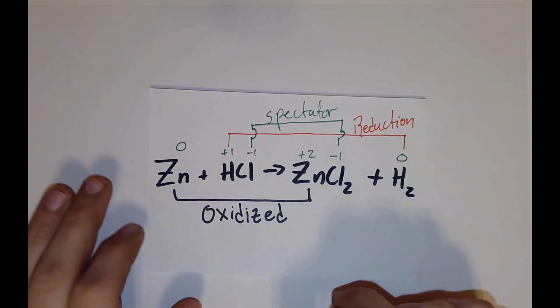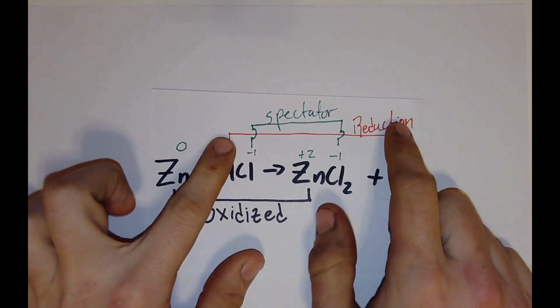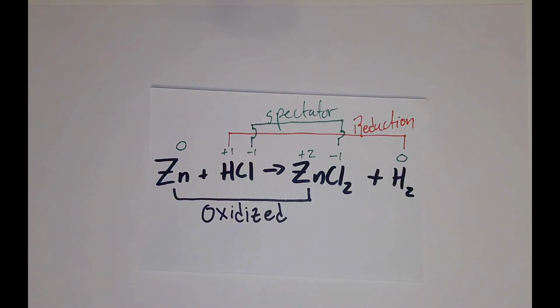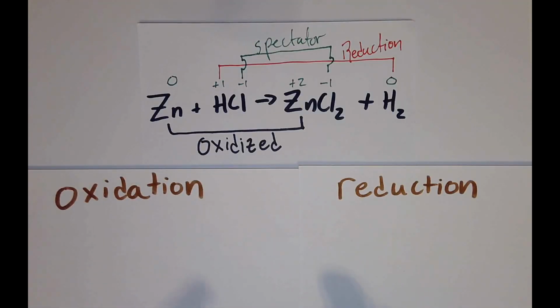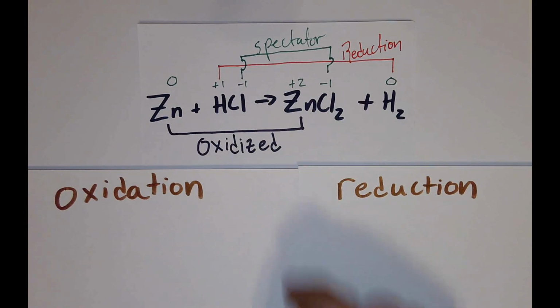Alright, so we've got 3 different parts of this reaction. We have an oxidation reaction, we have a reduction reaction, and we have a spectator. So right off the bat, another question. Which one of these are we going to ignore? Alright, so we're going to ignore the chlorine, and that means we need to write an oxidation reaction for zinc, and a reduction reaction for hydrogen.